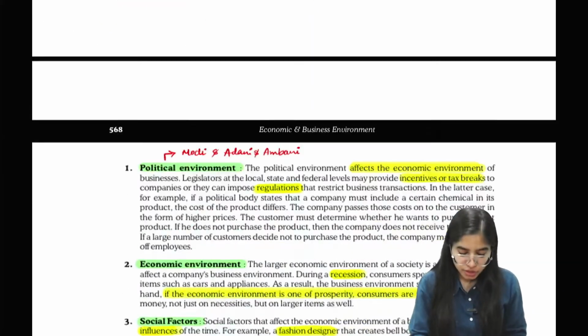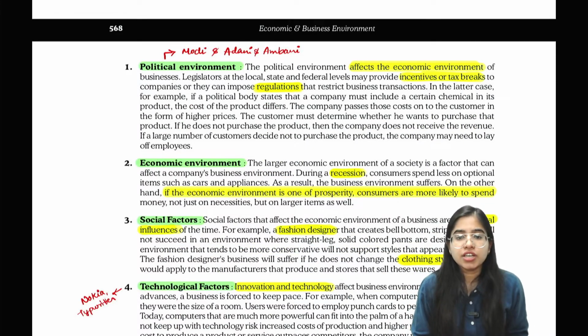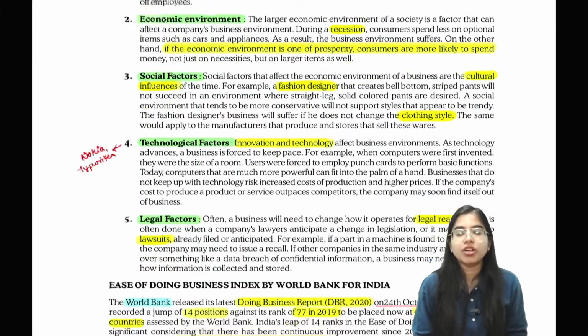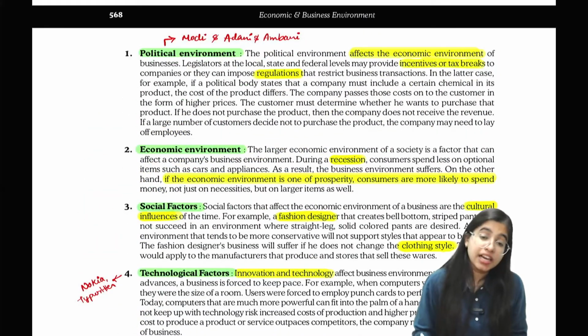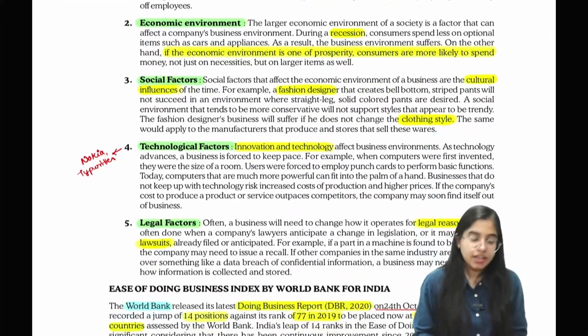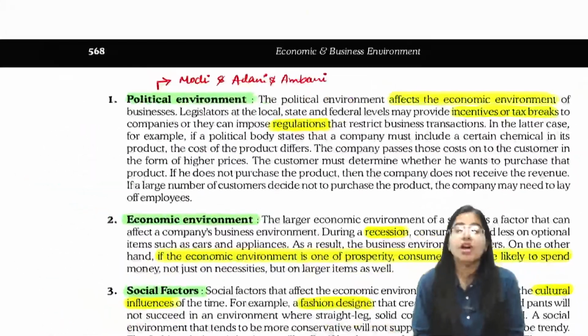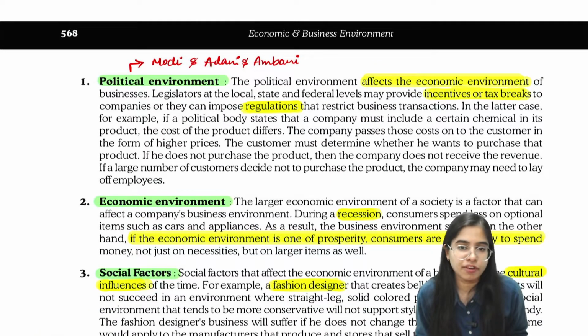Types of environment. Another easy topic. Political environment, economic environment, social environment, technological environment, legal environment. What is this? Very easy. Political environment, government affects your business. Yes, government affects your business.